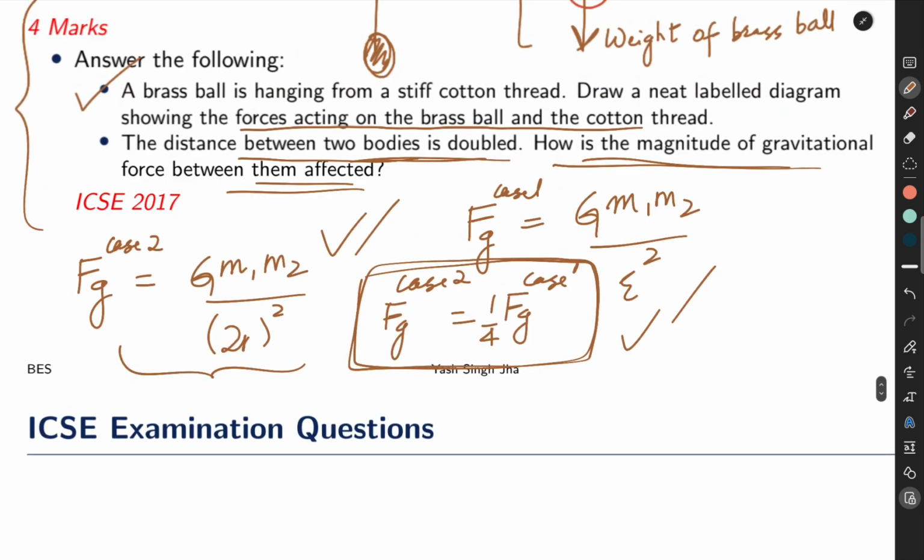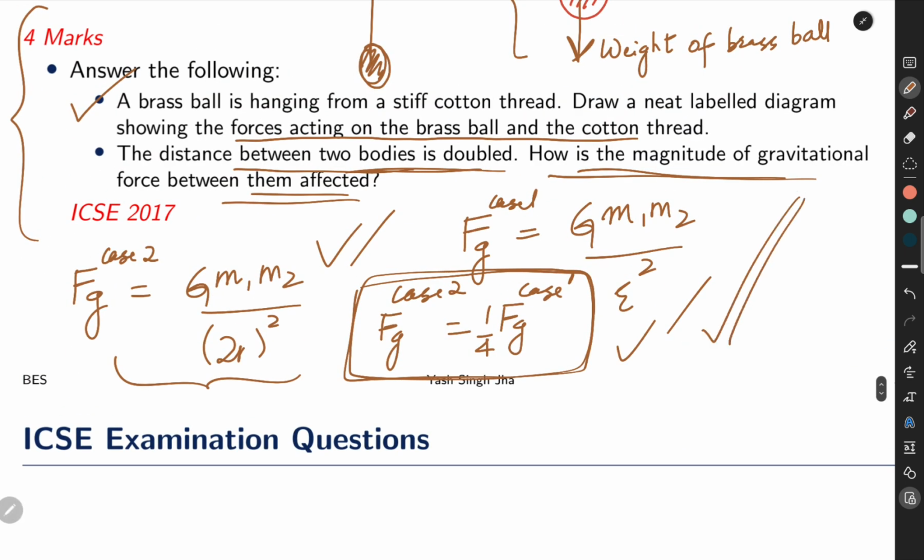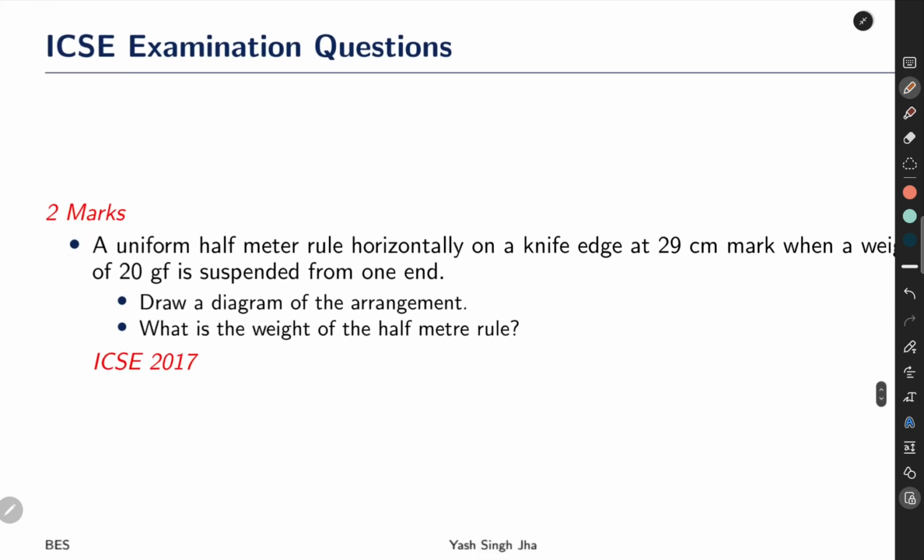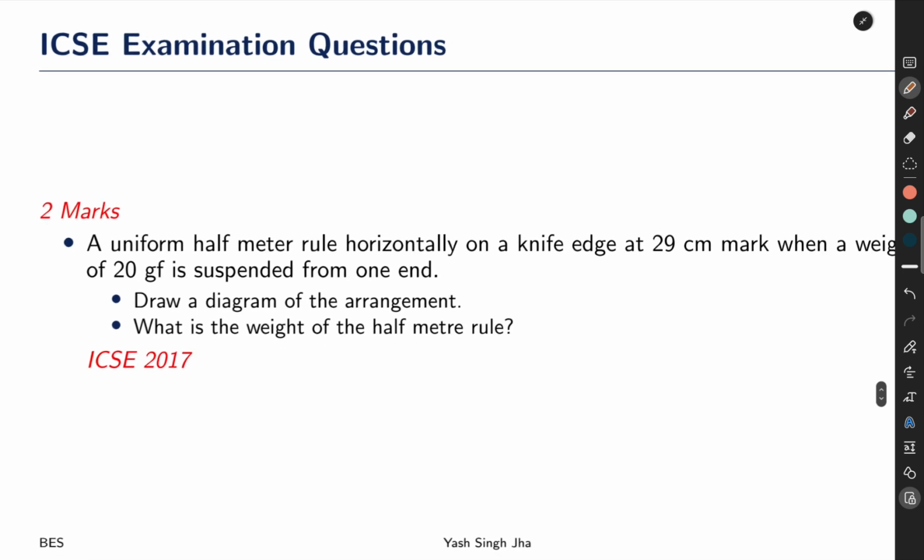Do it yourself. This will improve your analytical skills, your algebraic skills also. A uniform half meter rule is balanced horizontally on a knife edge, and they are saying draw a diagram of the arrangement. Very nice. So this is the half meter rule.